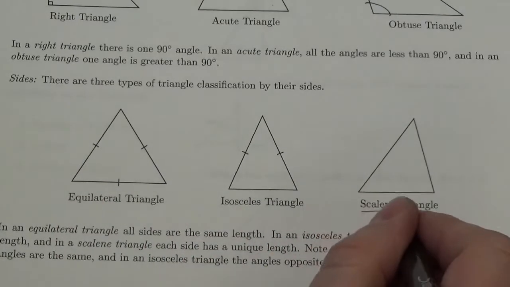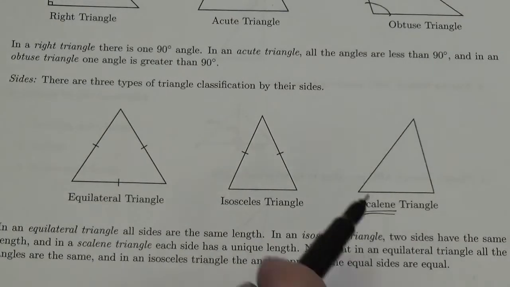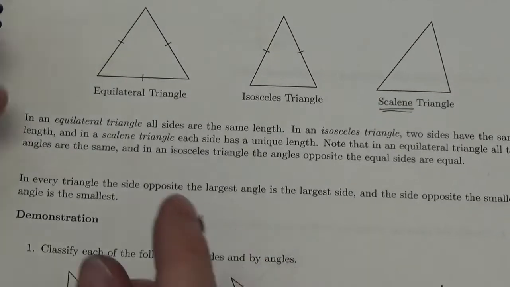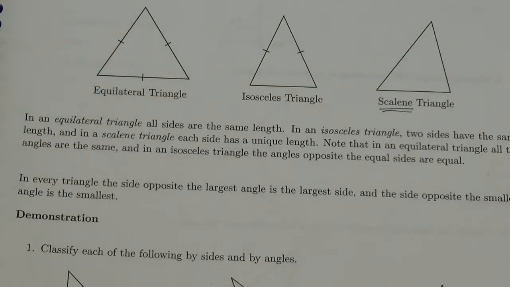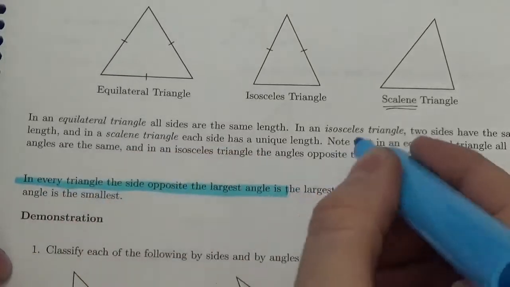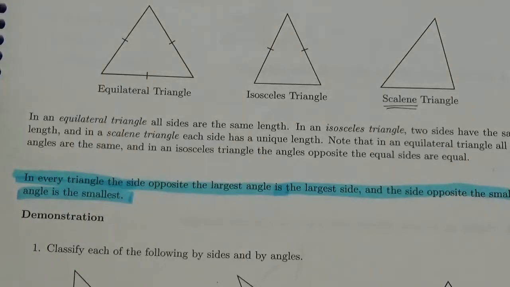Or you could have a scalene triangle, in which case all of the sides are a different, unique length. Now, one thing that we might notice here, and this is actually kind of an important little point, and I'm going to highlight that here. In every triangle, the side opposite the largest angle is the largest side, and the side opposite the smallest angle is the smallest side. That is always, always, always got to be the case.